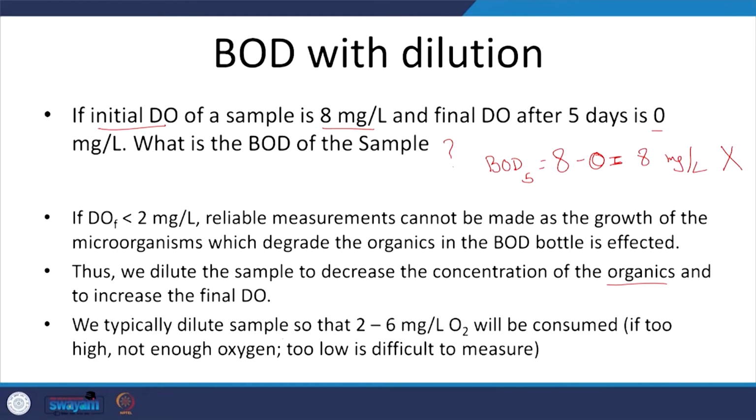We typically dilute the sample so that during the BOD test, 2 to 6 milligram per liter of oxygen will be consumed. If it is too high, there is not enough oxygen. If it is too low, it is difficult to measure, right. That is why we have thresholds of 2 to 6.